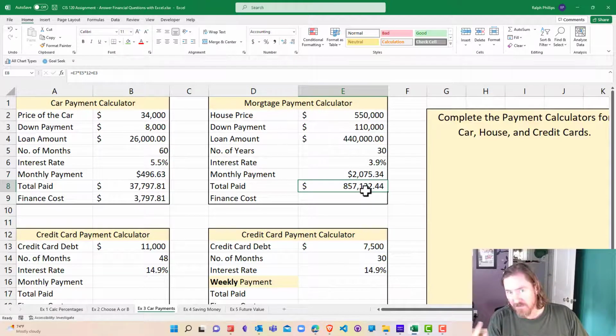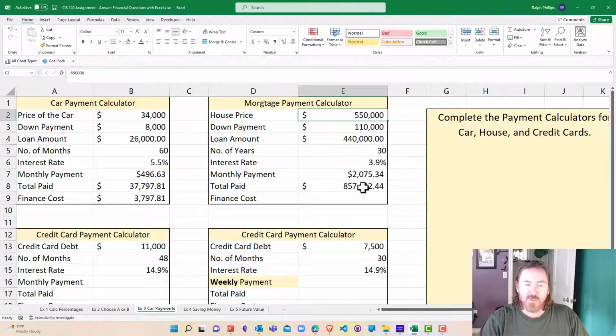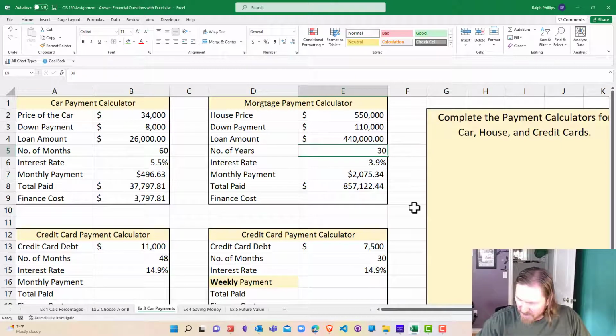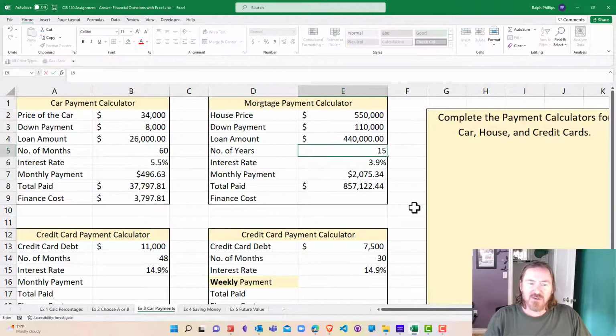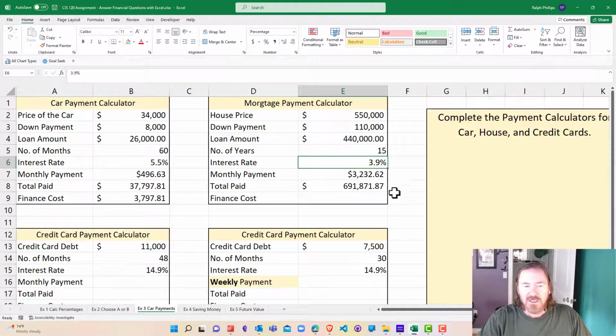Now, of course, the good news is over 30 years, in theory, the value of that house will exceed what you have paid. So that would be kind of promising there. Now, if our mortgage was shorter, instead of a 30-year mortgage, if it was a 15-year mortgage, the monthly payment goes up really big. Remember, it was like $2,000 before. Now the monthly payment is $3,200, but the total paid drops.